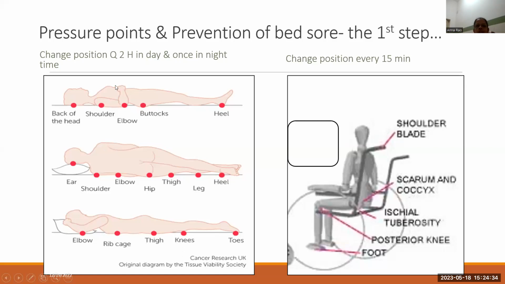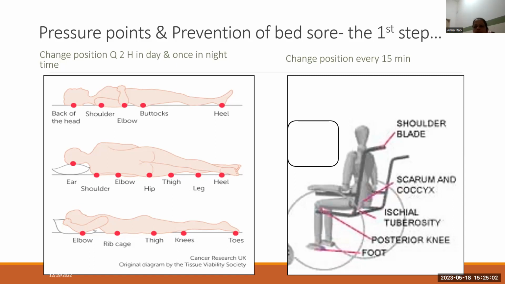So every 2 hourly change the position when the patient is in the bed. Okay, that is very important. Then what about at night? So once in a night is enough. Many times you may be going to see the patient to give some water, right? So at that time, you can just change the side of the patient and make him comfortable.